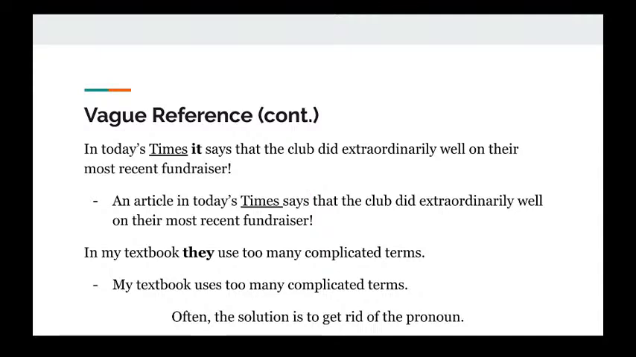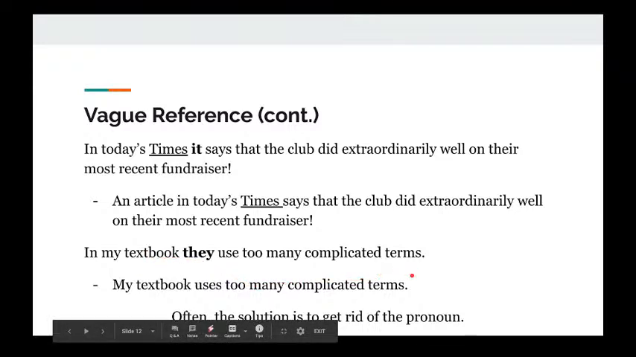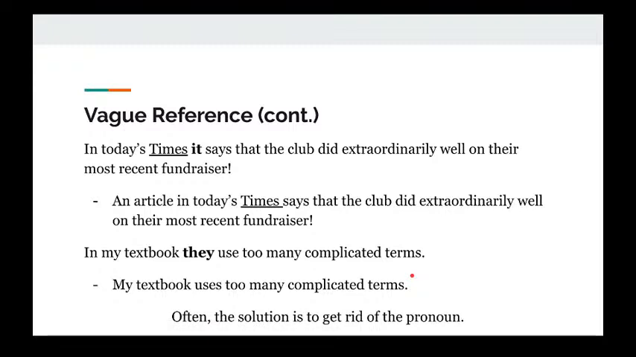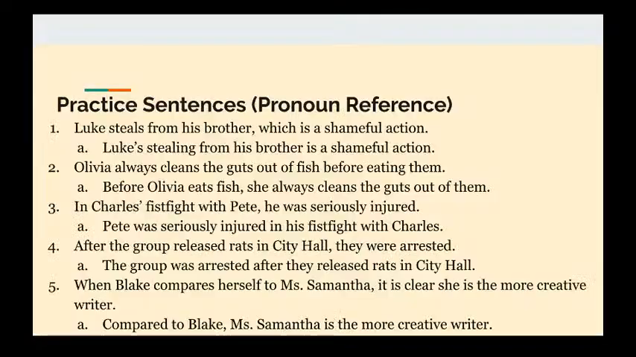So the same thing, eliminating the pronoun, was done in the second sentence. Rather than saying, in my textbook, they use too many complicated terms, we don't know who they is. We can just say, my textbook uses too many complicated terms. So often, the solution to fixing vague reference is just to get rid of the pronoun.